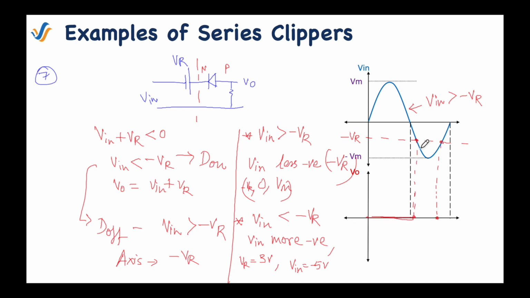And this value of the input after negative VR is more negative than minus of VR. So this is our case when V in is less than minus of VR, and in this case our diode is on, so our output will be like this. So up to this point I have explained every case of series clippers. Now let's see the shunt clippers.